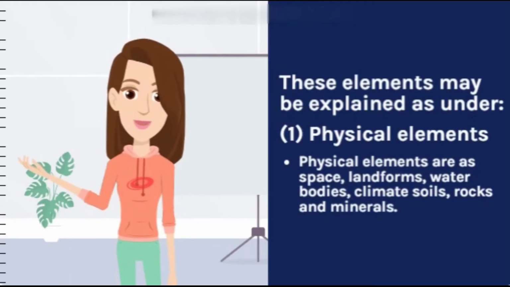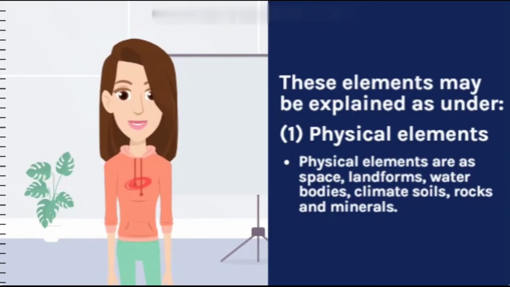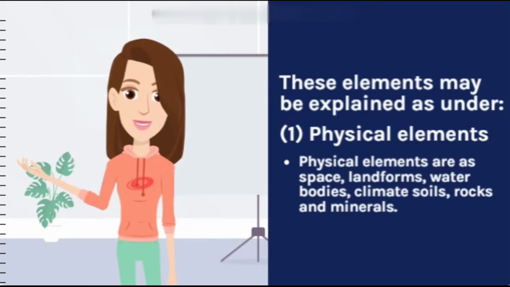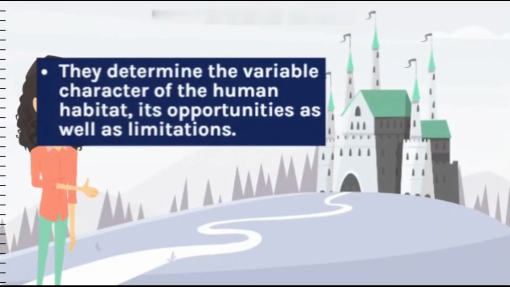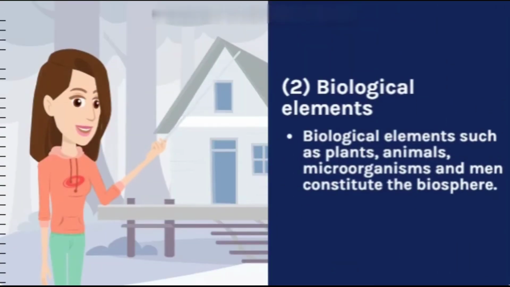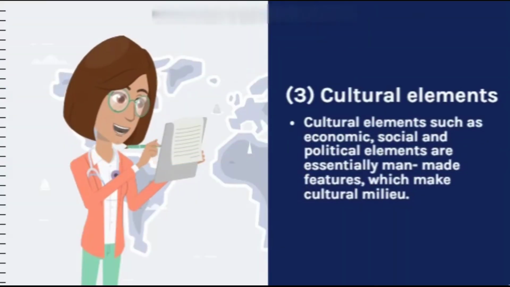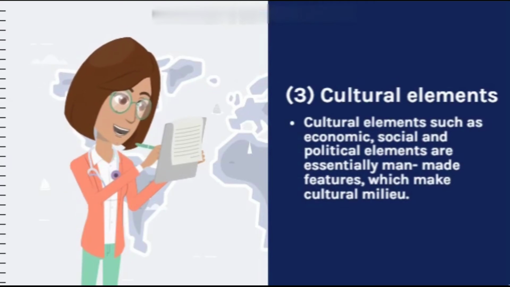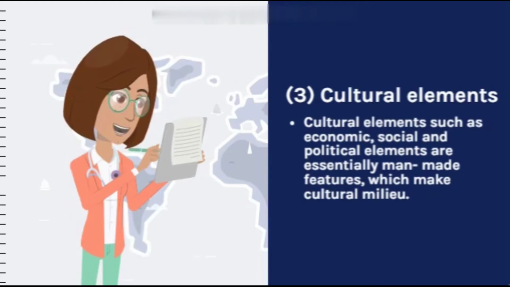These elements may be explained as under. 1. Physical elements. Physical elements are space, landforms, water bodies, climate, soils, rocks and minerals. They determine the variable character of the human habitat, its opportunities as well as limitations. 2. Biological elements. Biological elements such as plants, animals, microorganisms and men constitute the biosphere. 3. Cultural elements. Cultural elements such as economic, social and political elements are essentially man-made features, which make the cultural milieu.